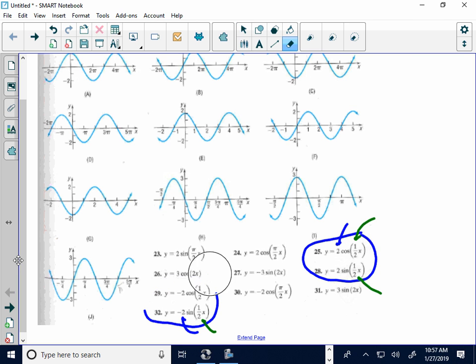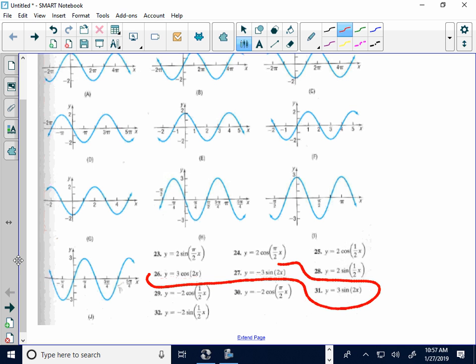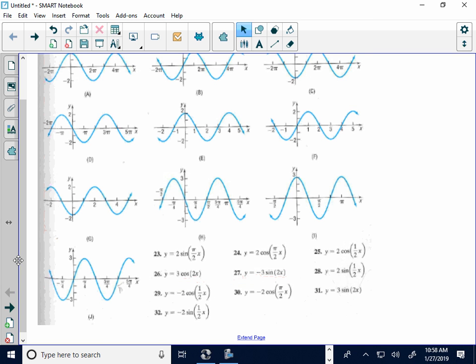And lastly, the remaining 3 all have amplitude 3. That would be 26, 27, and 31. And the multiplier of the angle there is 2 in each case, so these also will have the same cycle, same period. So I think if you look at the choices to begin with, it makes it a whole lot easier to figure out which graph matches with which equation.